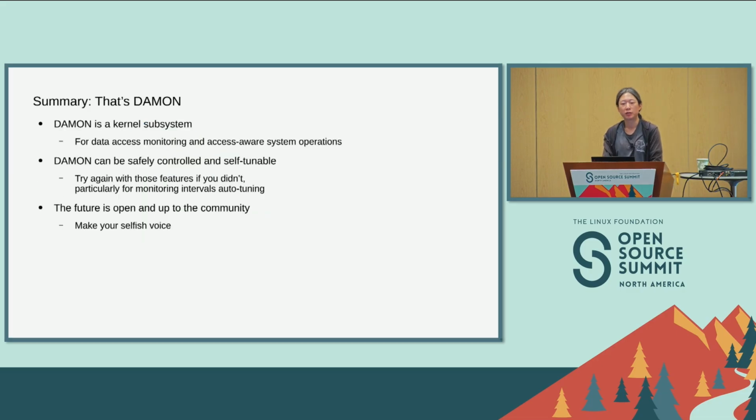So, summary, that's DAMON. DAMON is a kernel subsystem for data access monitoring and access-aware system operations, and it can be safely controlled and self-tunable. So please try again if you didn't try the auto-tuning and control features before. Please give us one more chance. And finally, the future is open to you and up to the community. So if you have anything you want, please make your selfish voice heard.